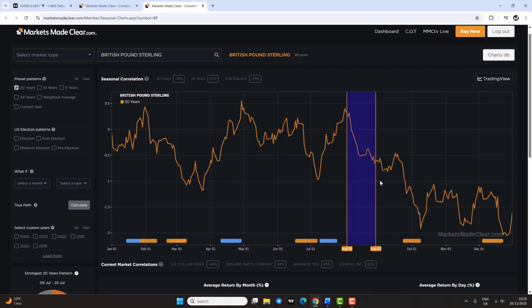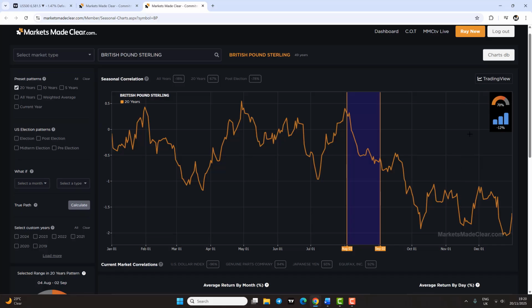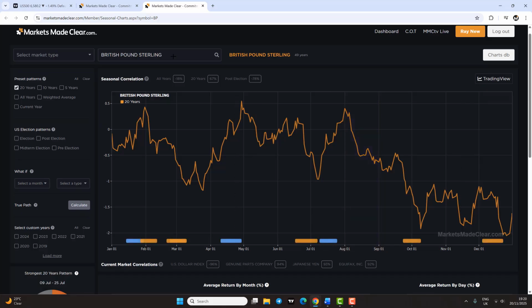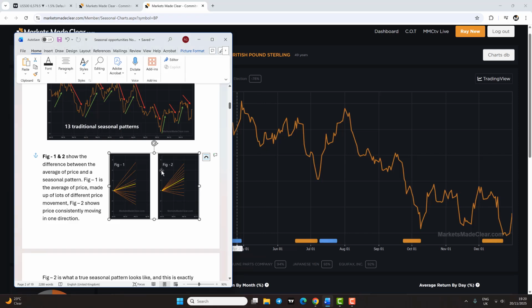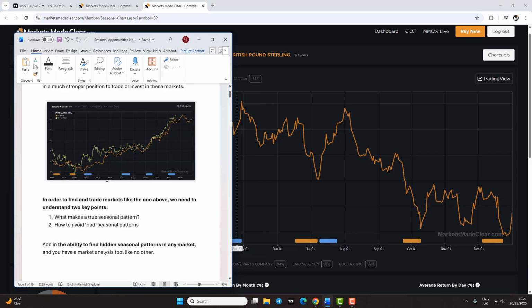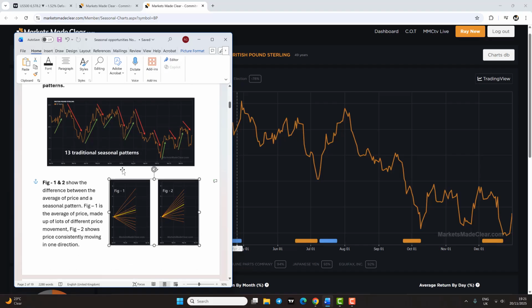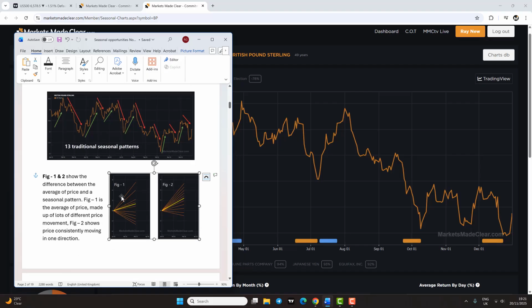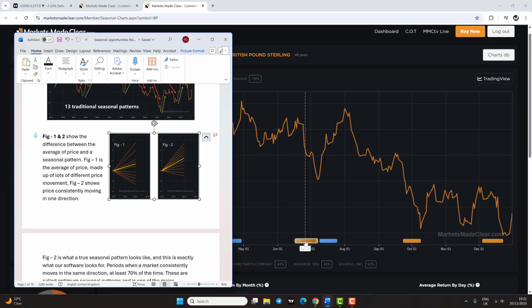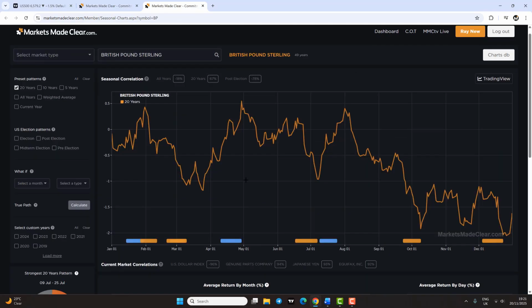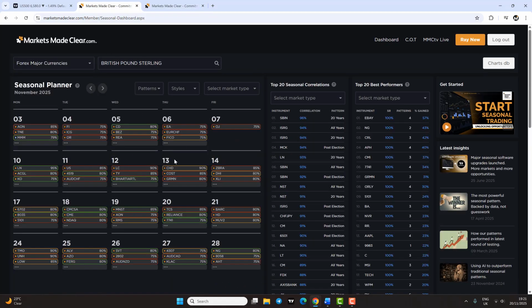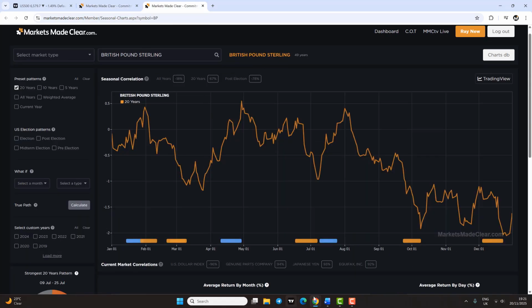You can also go and find your own on here with the range finder, but that's what we're going to be looking at. So the two key points to understand what a true seasonal pattern is. The first one is being able to identify a genuine repeatable pattern, and that's what the software does. The bearish ones are the orange, the bullish ones are the blue. The start dates of these patterns are shown here on the seasonal planner, which I'll come to a bit later on.